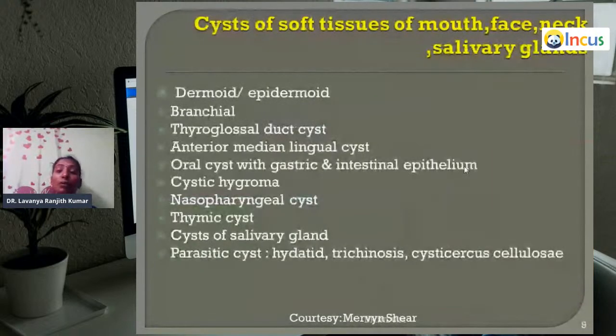Then there are cysts of the soft tissues of the mouth, face, neck, and salivary glands. So it includes dermoid or epidermoid, branchial, and thyroglossal duct cyst, anterior median lingual cyst, oral cyst with gastric or intestinal epithelium, cystic hygroma, nasopharyngeal cyst, thymic cyst, cyst of salivary glands, parasitic cyst, which is called hydatid cyst, or trichinosis, cysticercosis cellulosae. These are the cysts involving the soft tissues of the mouth, face, neck, and salivary glands.